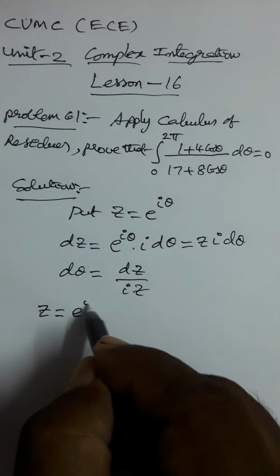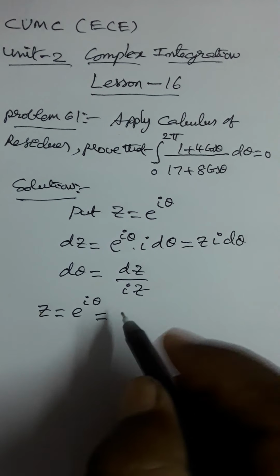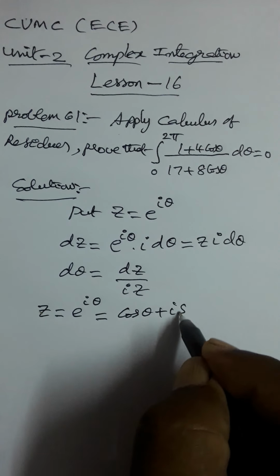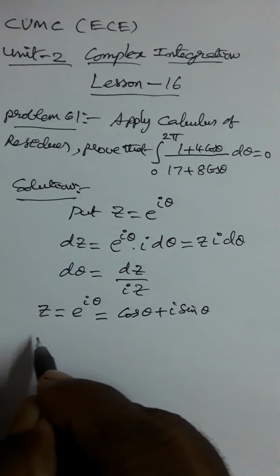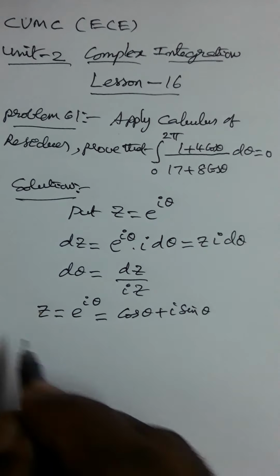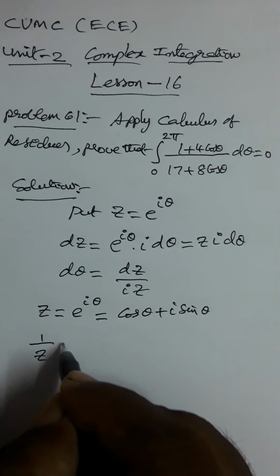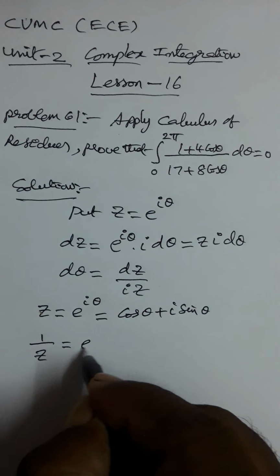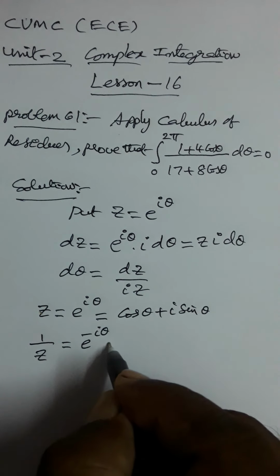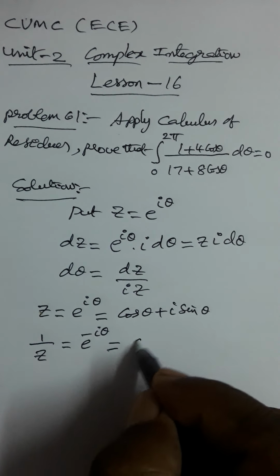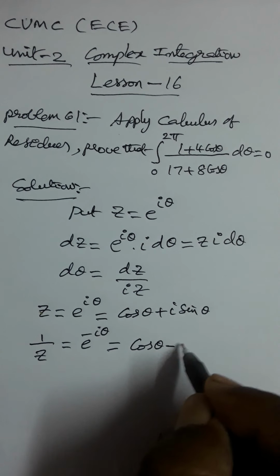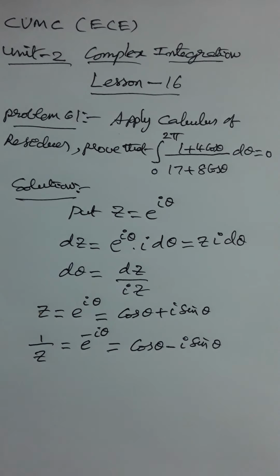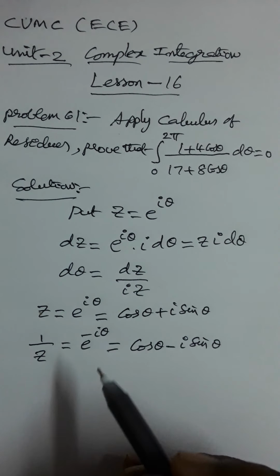z is equal to e power i theta, which is equal to cos theta plus i sin theta, by Euler's formula. 1 by z is equal to 1 by e power i theta, that is e power minus i theta. By Euler's formula, that is cos theta minus i sin theta. So we get cos theta.